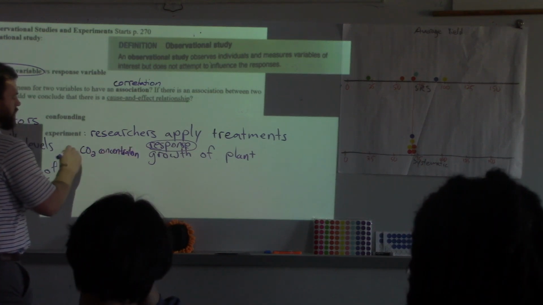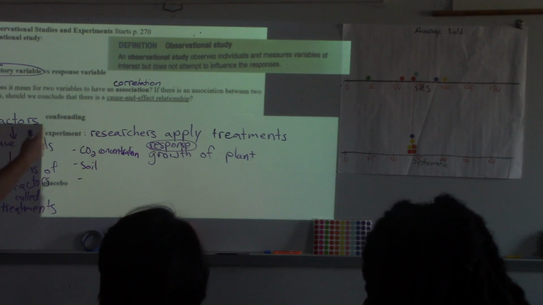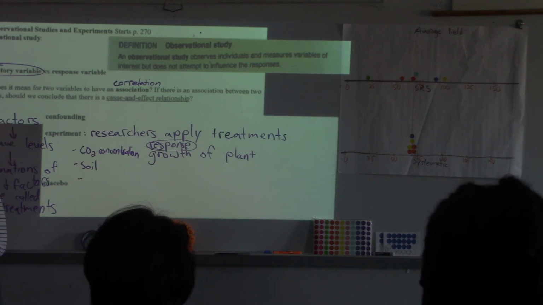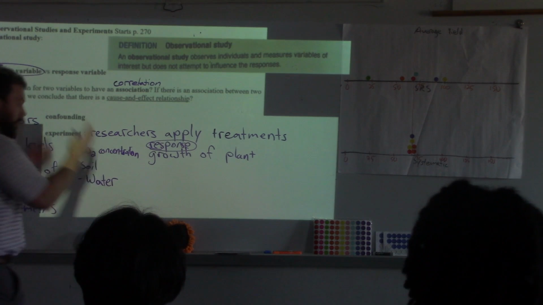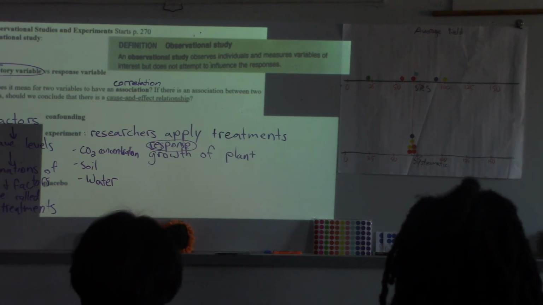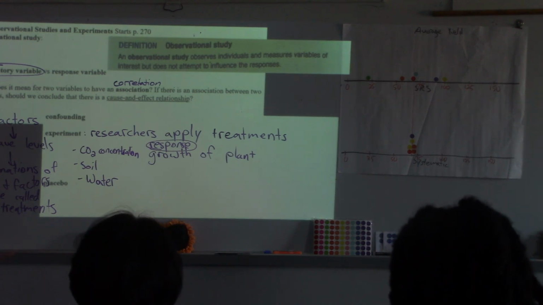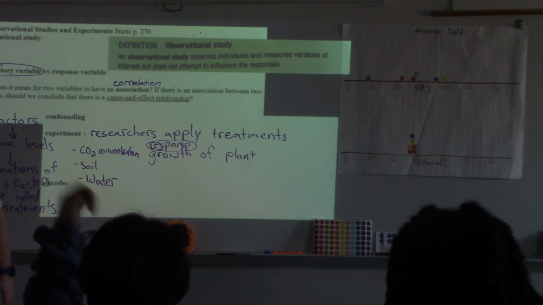Soil. Fertilizer. Soil pH. And we'll take fertilizer under soil. Water. Okay, so those are my factors: CO2 concentration, soil, and water. What about sun? Sun can affect it. I just asked for a couple of factors. Light reaction. Yeah, carbon dioxide concentration, right?